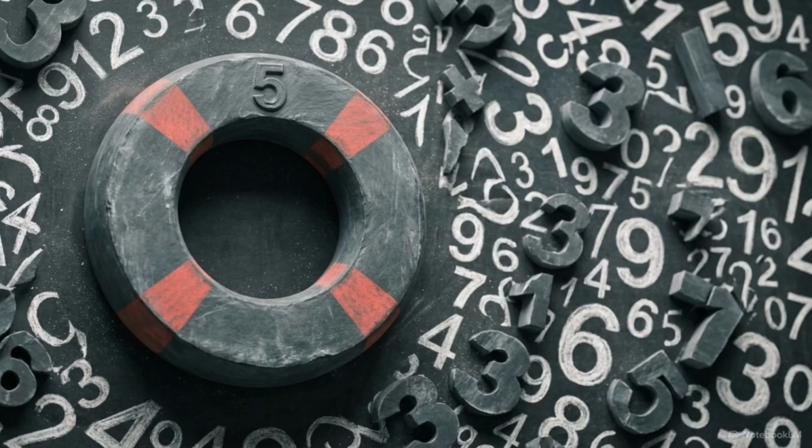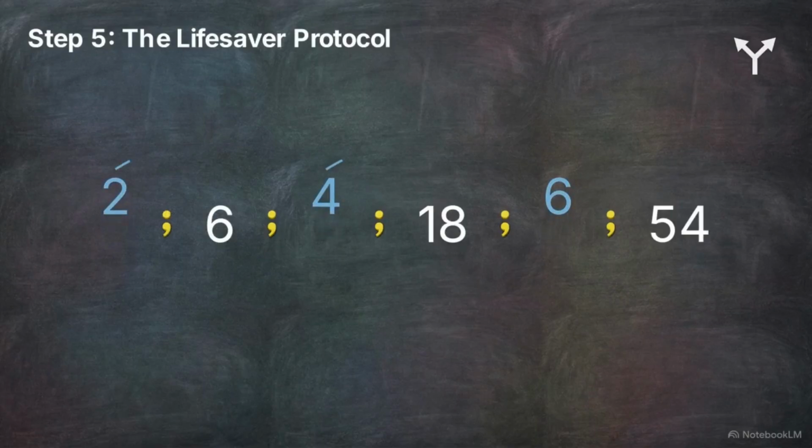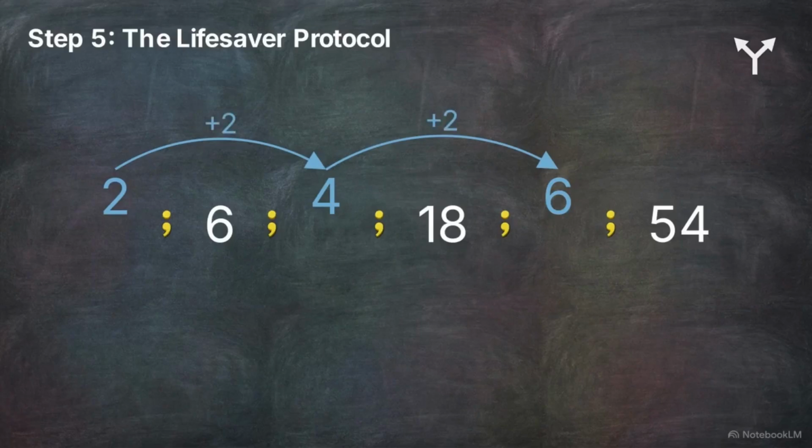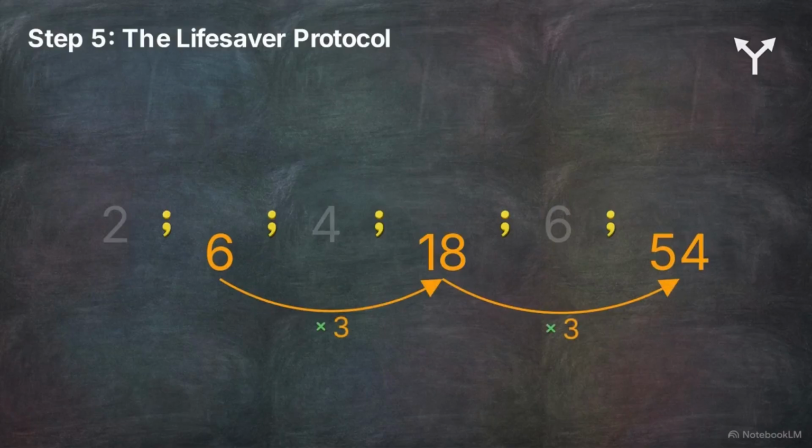Step 5 is the lifesaver protocol. You use this when subtraction and division tests all yield chaotic results. This is a mixed sequence, designed to confuse you. To solve it, isolate only the numbers in odd-numbered positions. This reveals a simple arithmetic pattern, adding 2. Next, isolate the remaining even-numbered positions. This reveals the hidden secondary sequence, which is geometric, multiplying by 3.